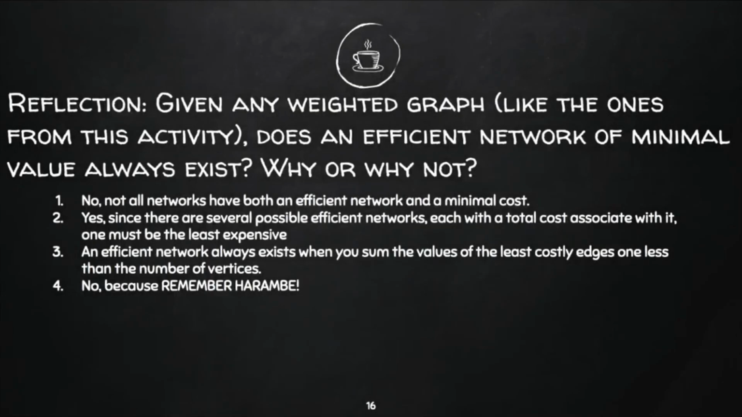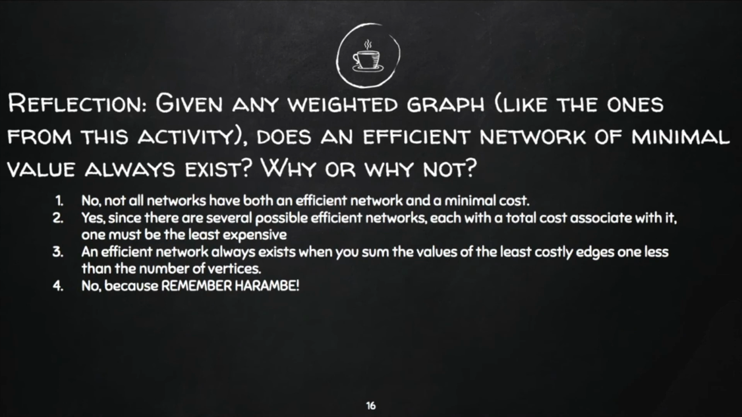All right, let's reflect on this. Given any weighted graph like the ones from this activity, does an efficient network of minimal value always exist? Why or why not? Let's see. Answer 1. No, not all networks have both an efficient network and a minimal cost. 2. Yes, since there are several possible efficient networks, each with the total cost associated with it, one must be the least expensive. And that, I believe, is the correct answer. 3. An efficient network always exists when you sum the values of the least costly edges, one less than the number of vertices.